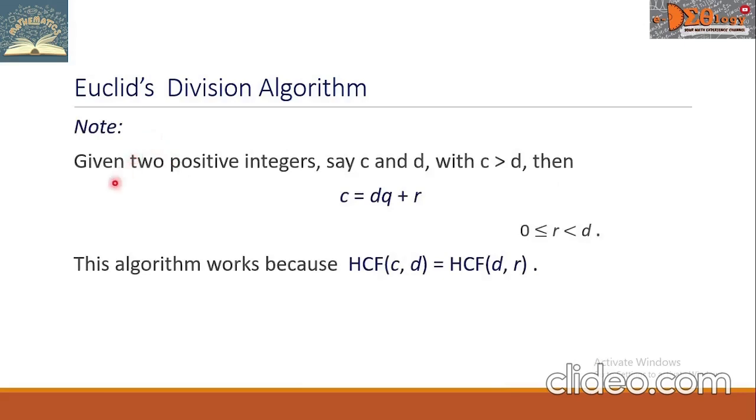Note that given two positive integers C and D with C more than D, then C equals DQ plus R. We say that R is more than or equal to 0 but less than D. This algorithm works because HCF of C and D equals HCF of D and R.